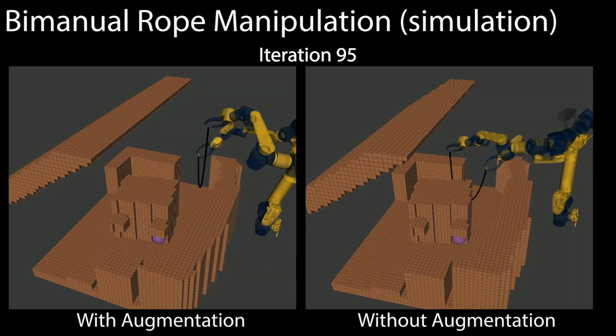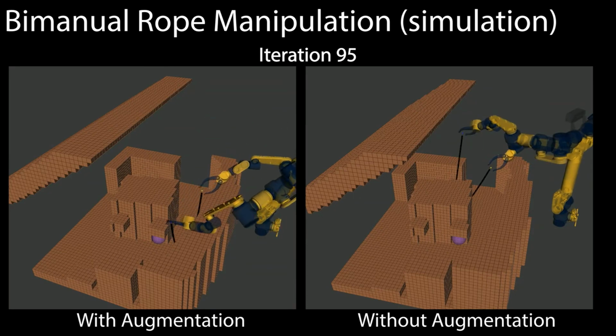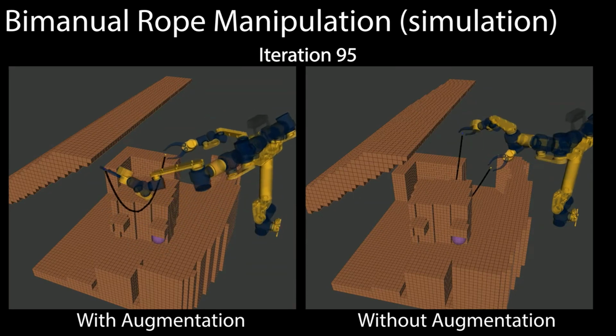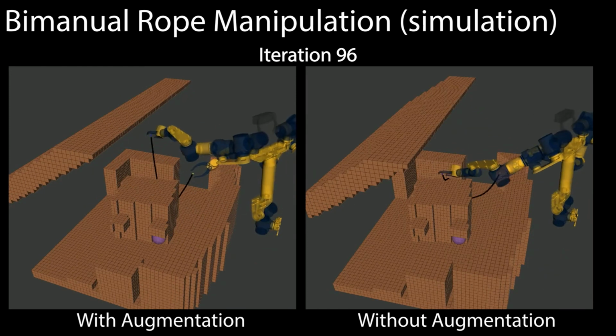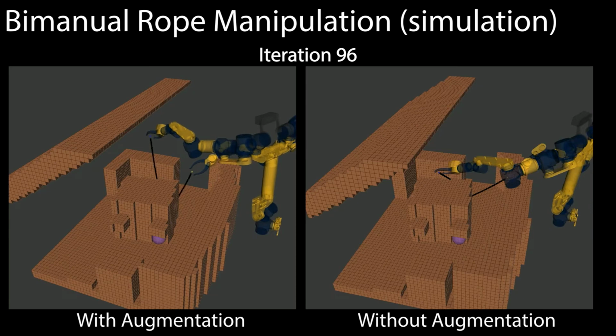First, we evaluated augmentation on a simulated bimanual rope manipulation task, shown here. The robot is holding the ends of the rope and is tasked with placing the middle of the rope within the goal regions under the hooks shown in purple.